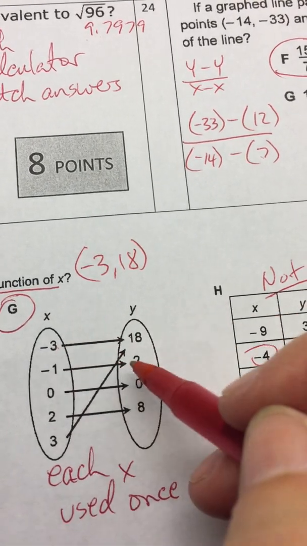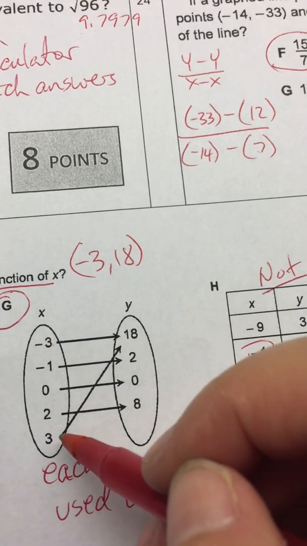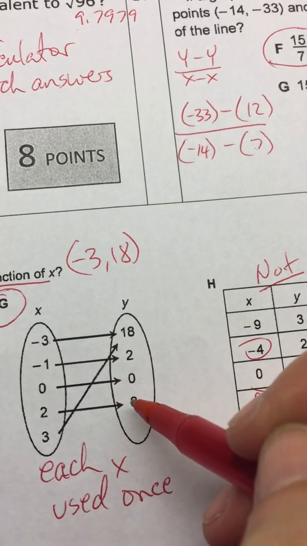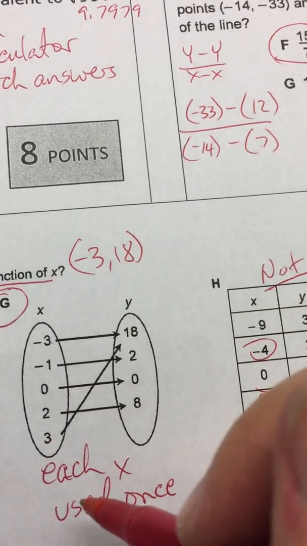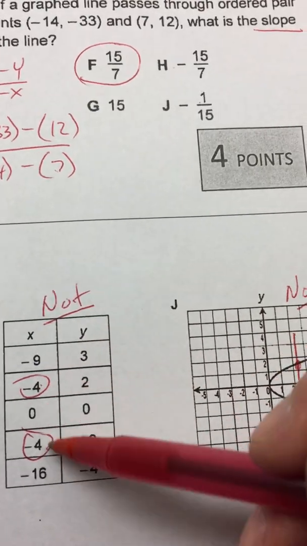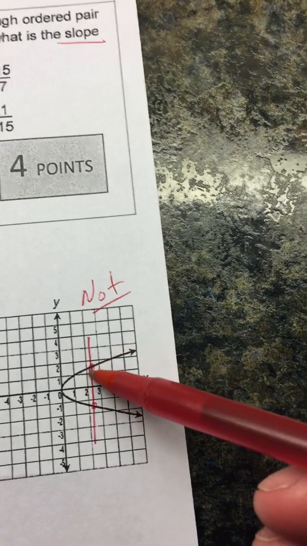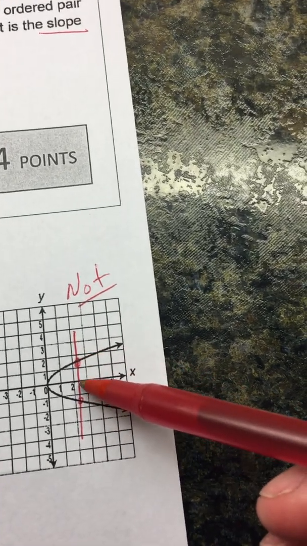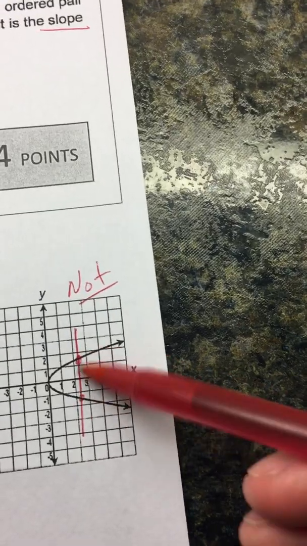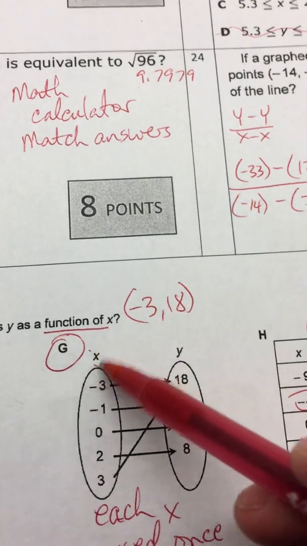Did we ever have 2 arrows coming off of any of these? No. Had we had 2 arrows coming off, that would be 3 was paired with 18 and 3 was paired with 8. But they didn't have 2 arrows coming off, so each of the x's were only used 1 time. So I'm kind of thinking this is my function. If you look at the table, those 2 x's repeated. And if you do a vertical line test on a graph, if you're touching 2 points, that means that x number was used twice. That x number got used with that point, and that x number got used with this point. So used twice, not a function. So it failed the vertical line test. So which was it? It was G.